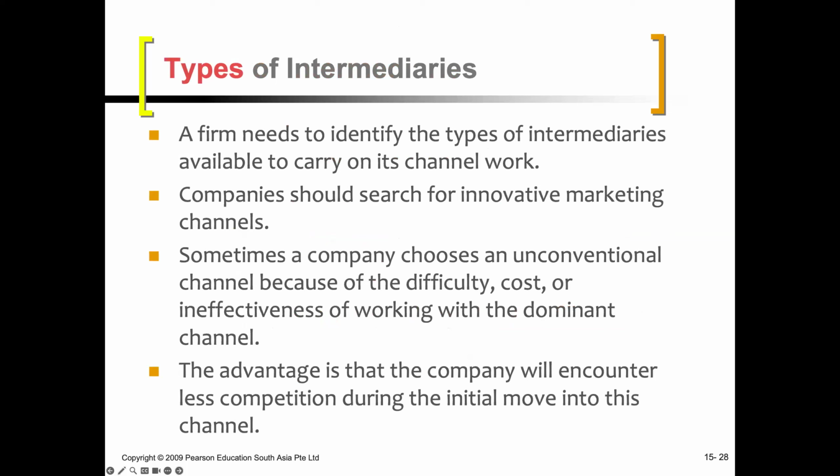Here are some types of intermediaries. The company needs to identify the type of intermediaries available to carry on its channel work. And the company should also search for innovative marketing channels in order to support them. Sometimes a company chooses an unconventional channel because of the difficulty, cost, or ineffectiveness of working with the dominant channel. And the advantage is that the company will encounter less competition during the initial move into this channel.